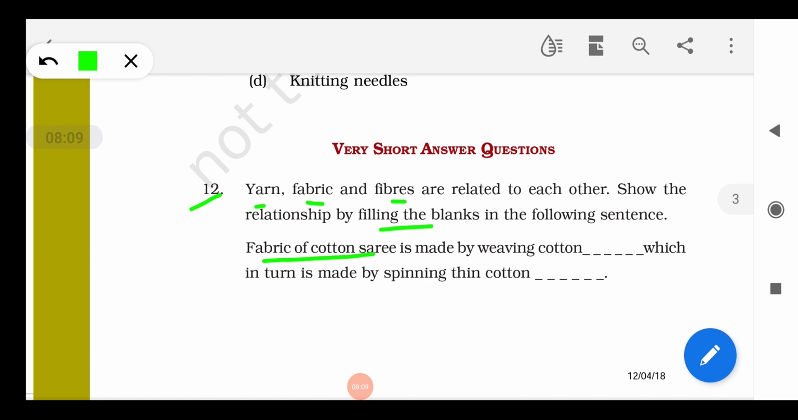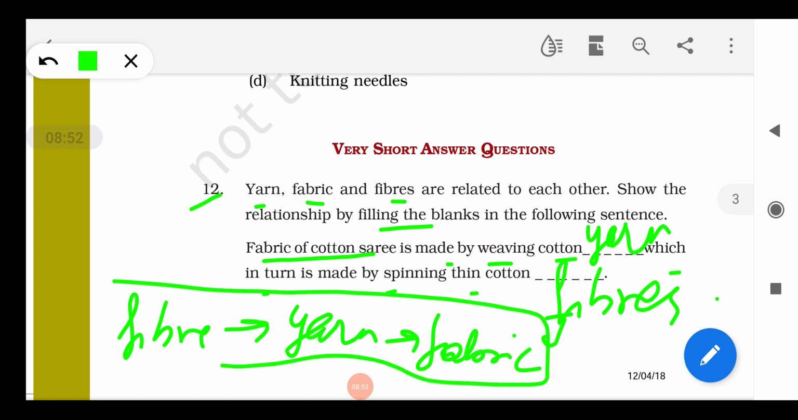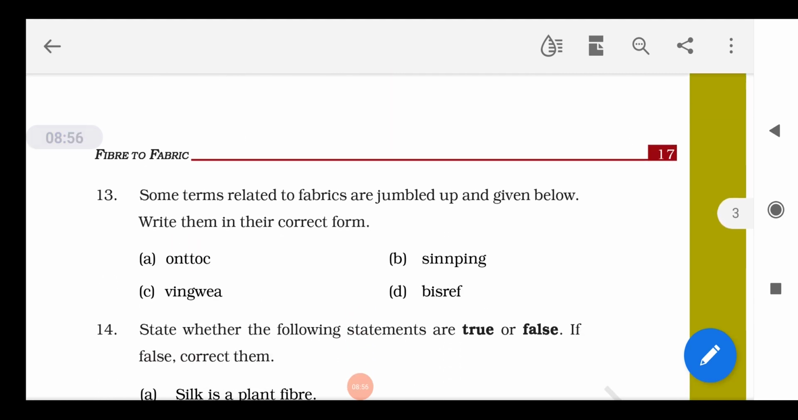The fabric of a cotton sari is made by weaving cotton yarn. Okay, here the answer should be yarn. And yarn in turn is made by spinning thin cotton fibers. So here again, you have applied your knowledge that fiber is first converted into yarn and yarn is converted into fabric. So this is the key idea that you should always remember to answer such types of questions.